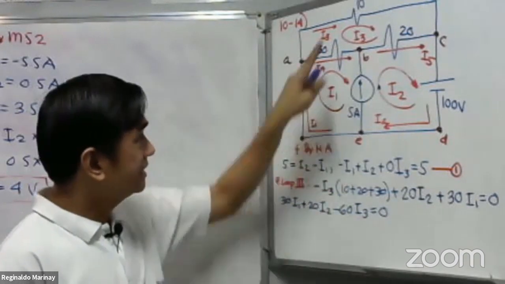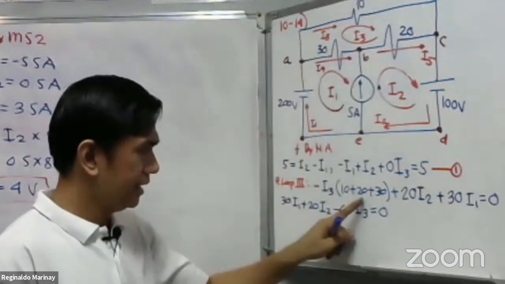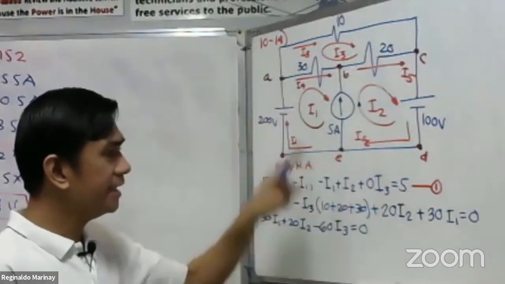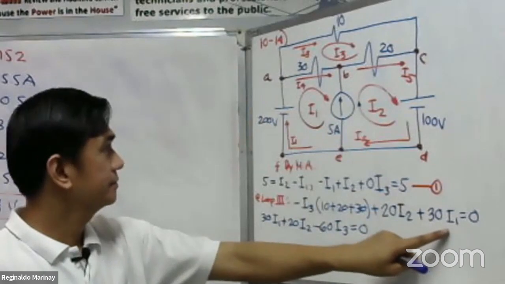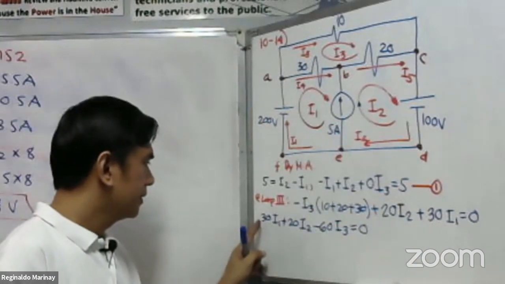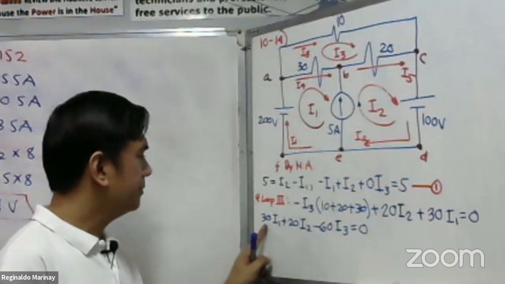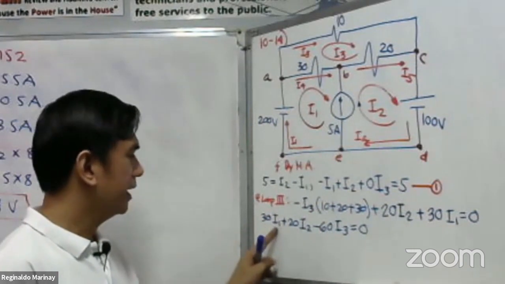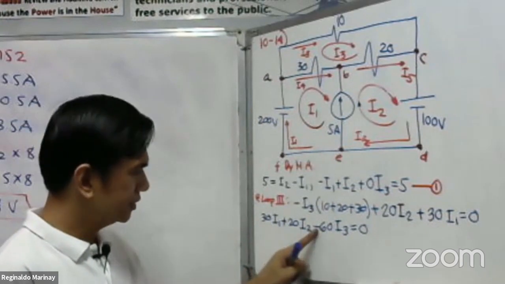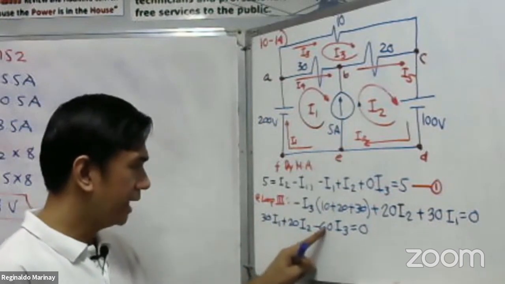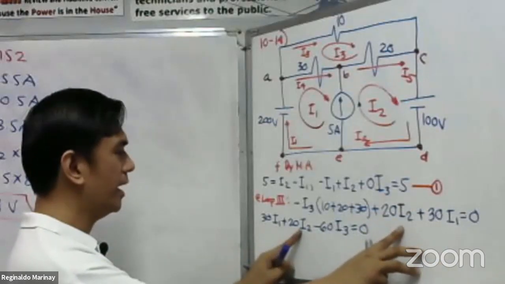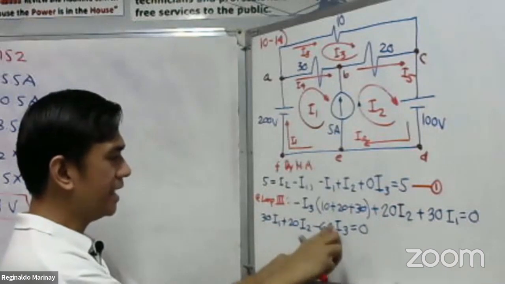Multiplied by the loop resistances, 10 plus 20 plus 30, then plus 20 I sub 2 plus 30 I sub 3. Okay? 30 I sub 1, I mean. So, positive 30 I sub 1, plus 20 I sub 2, minus 60 I sub 3. The 30 I sub 1 is this, the 20 I sub 2 is this one, the negative 60 I sub 3 is this one.